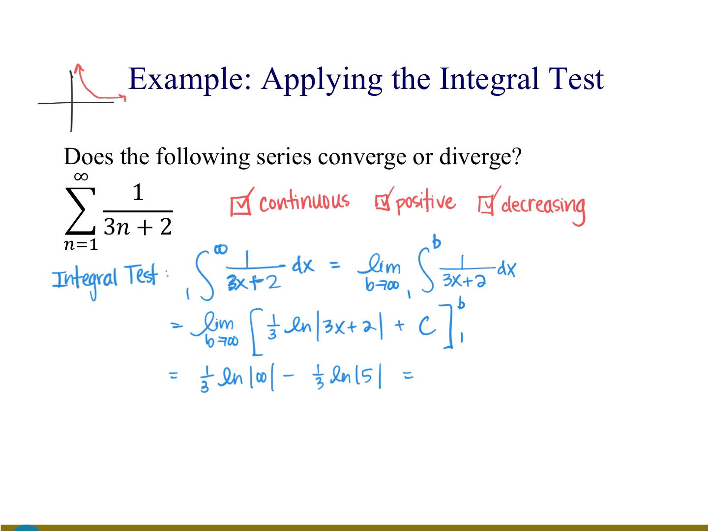Now the natural log of infinity is infinity, based on how the natural log function goes. So the result of this integral is infinite. Since the result of the integral is infinite, the series doesn't converge to anything, so the series must have divergent behavior. That's our conclusion. Therefore, the series of 1 over 3n plus 2 as n goes from 1 to infinity is divergent. As the behavior of the integral goes, so the behavior of the series will go, as long as the integral met the 3 conditions: continuous, positive, and decreasing.